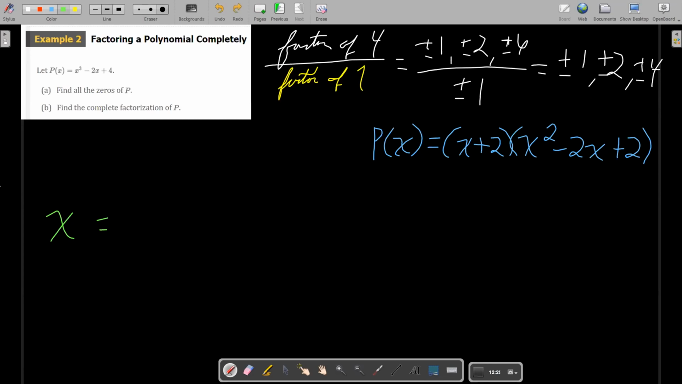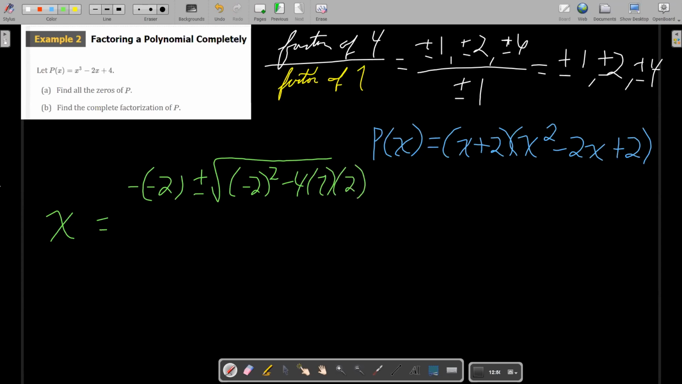X is equal to negative b, so negative, I messed that up, didn't I? So negative 2, so negative b plus or minus the square root of b squared, so it'd be negative 2 quantity squared, minus 4 times a, which is 1, times c, which is 2. Okay, and we can already see where this is headed. All over 2a, so all over 2 times 1.